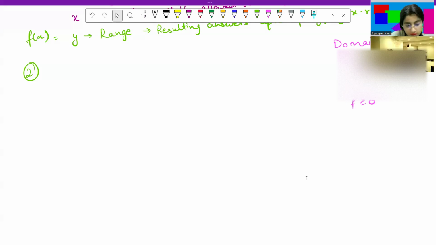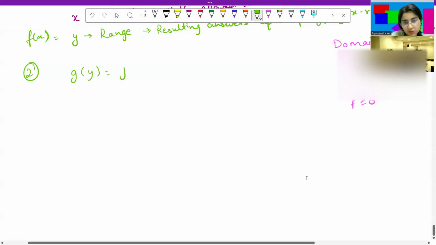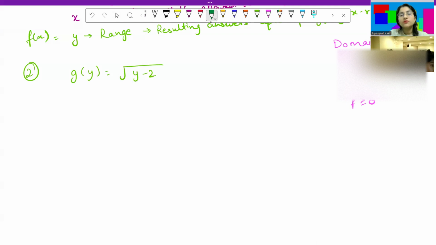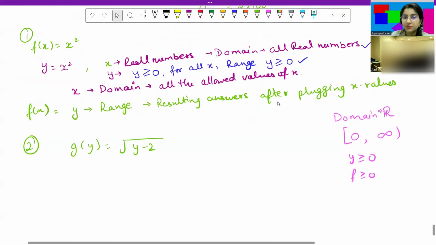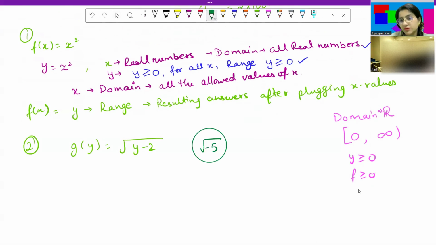Okay. So our next question is g of y equals root of y minus 2. Over here, we want to check what the range and the domain are. We just saw that the domain is all the values that are allowed, right? We know if there comes root of -5, do you think it is possible to solve this? No. So we don't solve this.